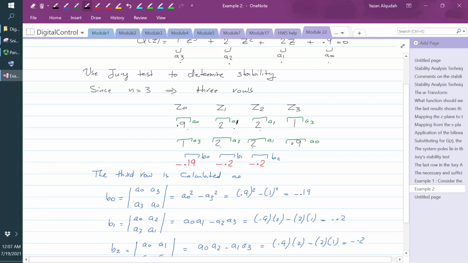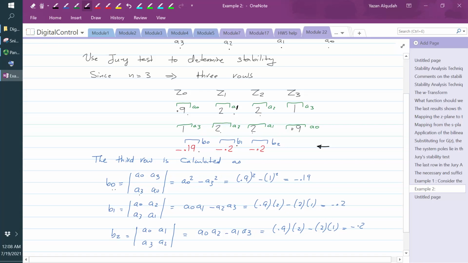Now we're going to calculate the new row, which is row B. B0, B1, B2: B0 is going to be the determinant of A0, A3, A3, A0, that is 0.9 and 1, and 1 and 0.9, and therefore is going to be 0.9 multiplied by 0.9 minus 1 multiplied by 1, which is going to be negative 0.19.